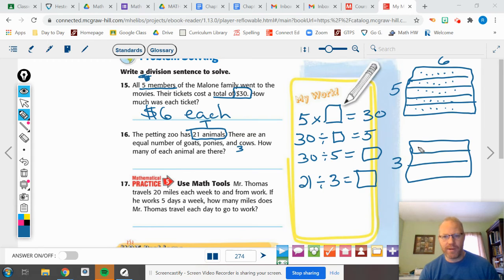We're counting at 21. 1, 2, 3, 4, 5, 6, 7, 8, 9, 10, 11, 12, 13, 14, 15, 16, 17, 18, 19, 20, 21. 1, 2, 3, 4, 5, 6, 7. 3 times 7 equals 21. So 7 of each animal.